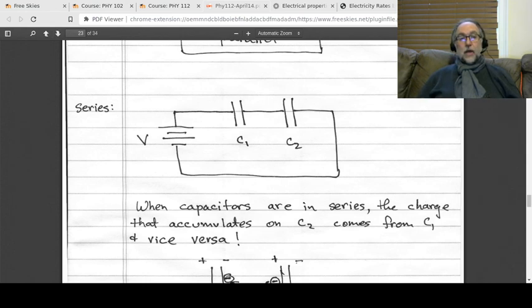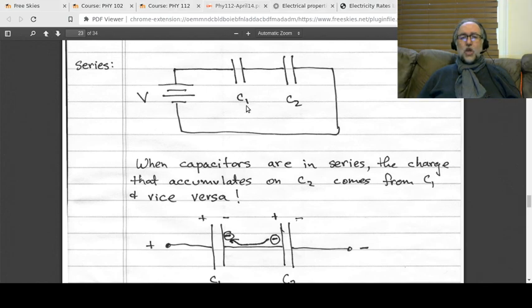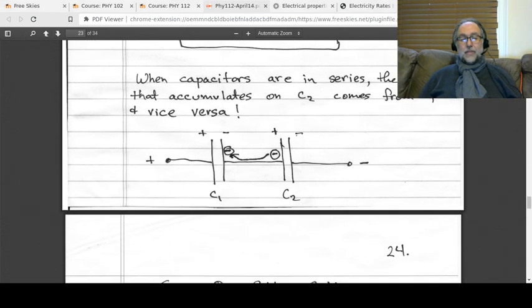There's one other thing you've got to know though, and that is the charge on C1 comes from C2. And you go, wait a minute, there's a battery there. I know. But see this middle segment in there? That's isolated. So it's not like there can be charge on C1 that didn't come from C2. And I actually try to draw that in my next diagram.